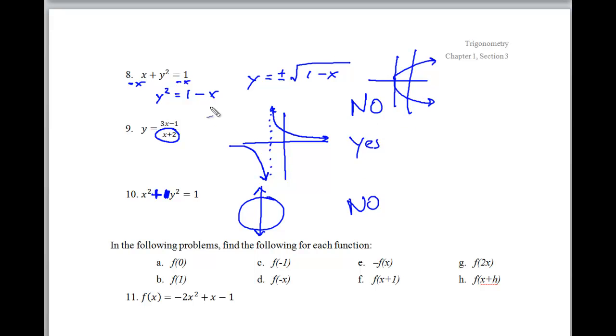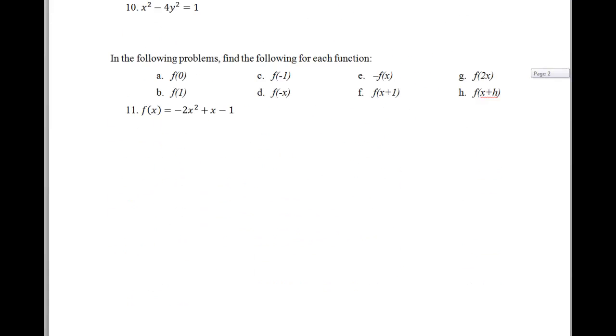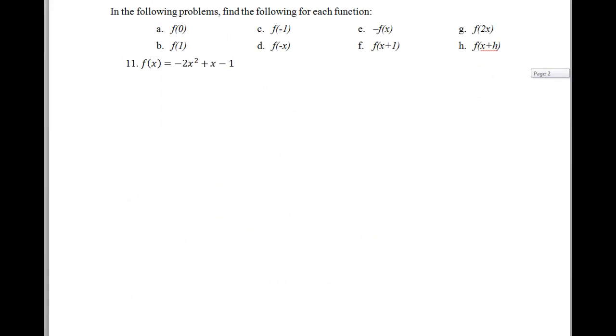Alright, so for problem number 11, there's actually 8 parts to it, and those 8 parts really give you kind of an algebraic workout. Let me move that here so we can see it.